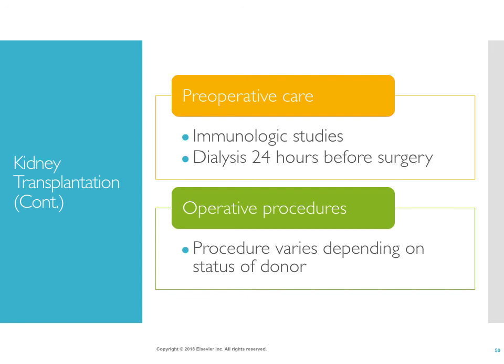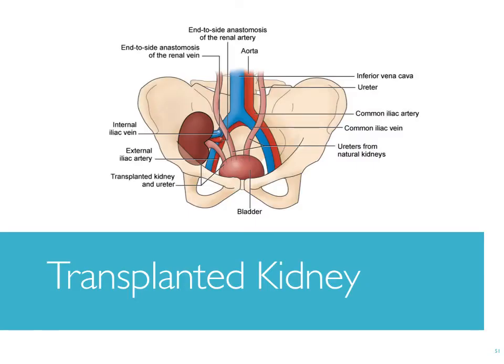The operative procedure varies depending on the status of the donor, and your book goes into a lot of detail about how they do one procedure for one type and another for another. One of the things that we see with a transplanted kidney is that this particular one is on the right iliac fossa. It tends not to be placed as high as your normal kidney is because they don't have the long ureters to be able to do that.